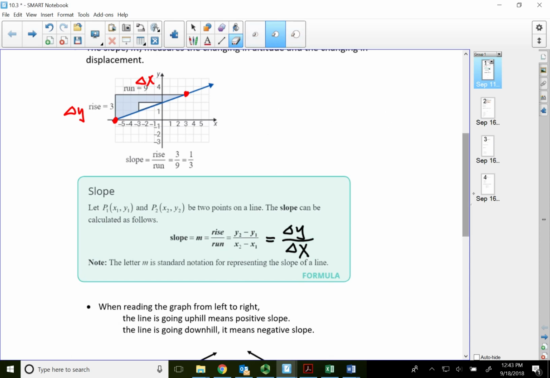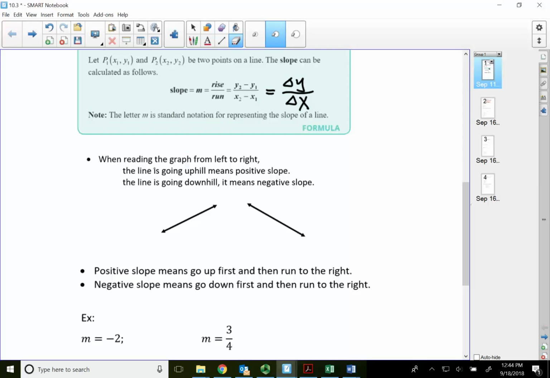All right, a couple more things about slope. When reading a graph, when we're reading our line from left to right, if the line is going up the hill from left to right, so I always put myself on the left side, if we're going up the hill, that means the slope M is positive. From left to right, if I'm going down the hill, our slope is negative.